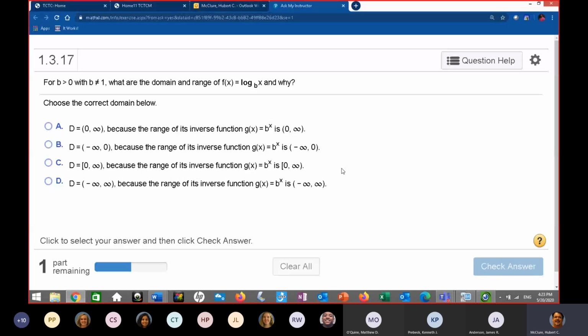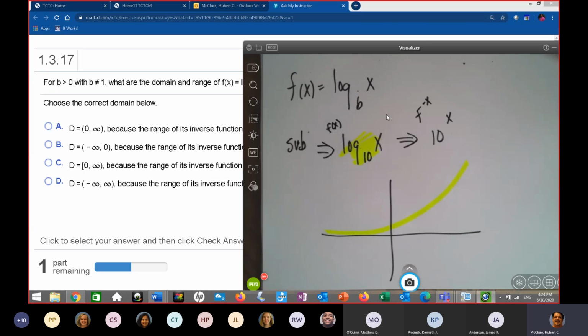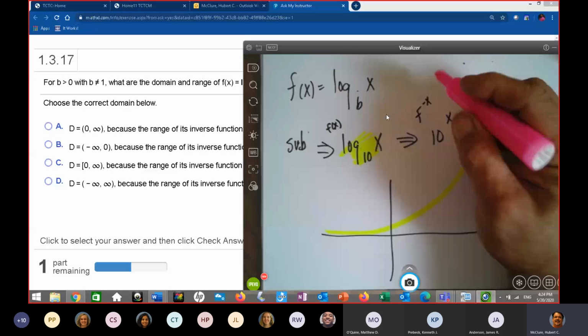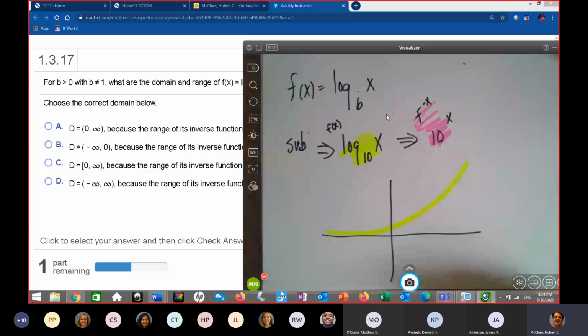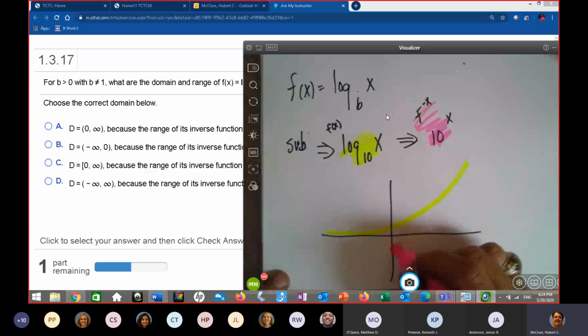And when you graph the log base 10 of x, the log of x looks like this. The log of x looks like this. And the, hold on, sorry. And the inverse function looks like this.